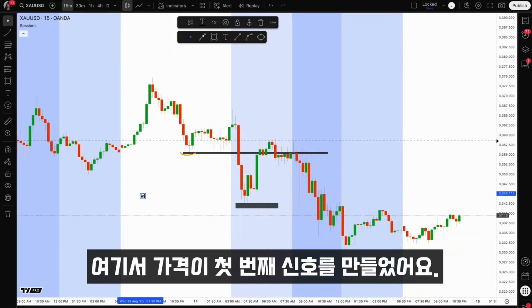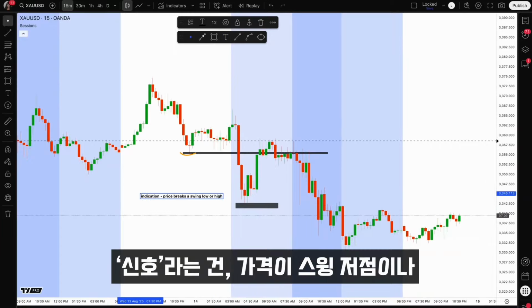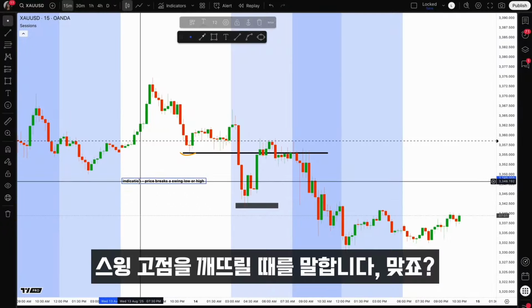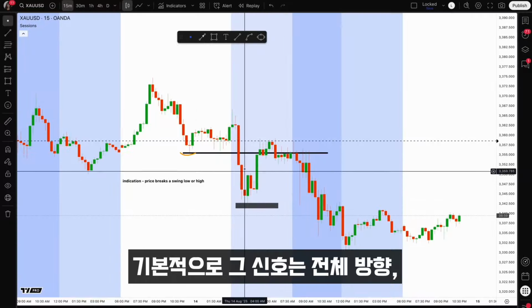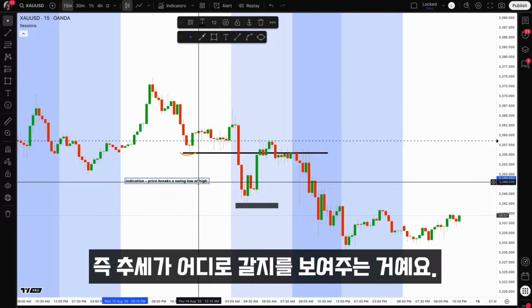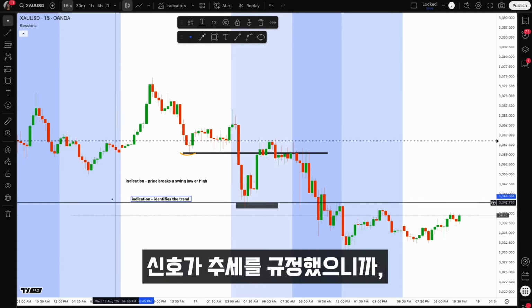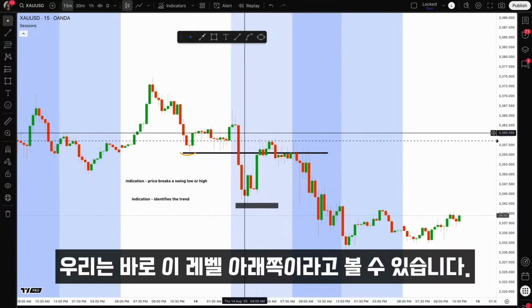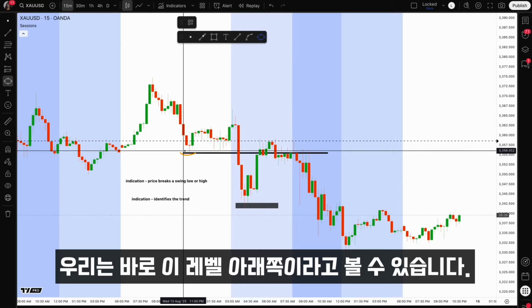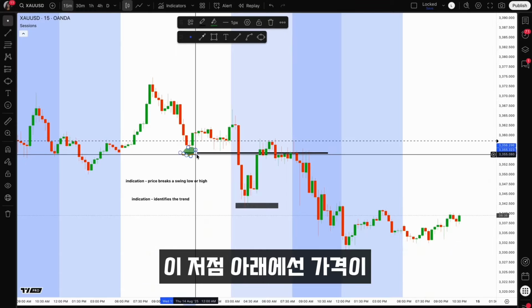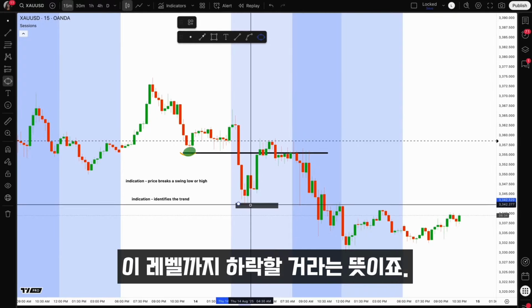So indication is whenever price, in this case, we break a swing low. And basically the indication is just showing you where the overall direction, where the trend is going to be. So let's type this. Indication identifies the trend, right? So since the indication identifies the trend, we can see that under this level right here, so under this low, price is going to be bearish down to this level.